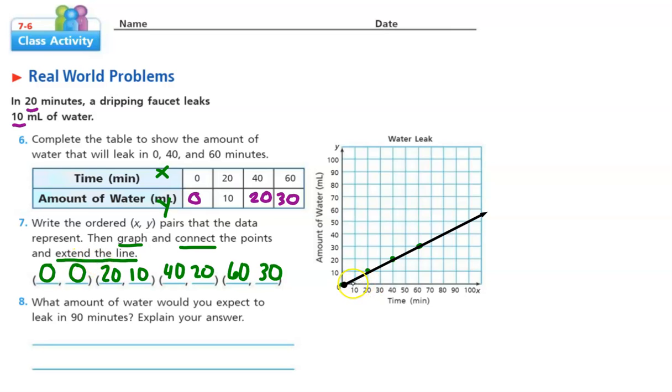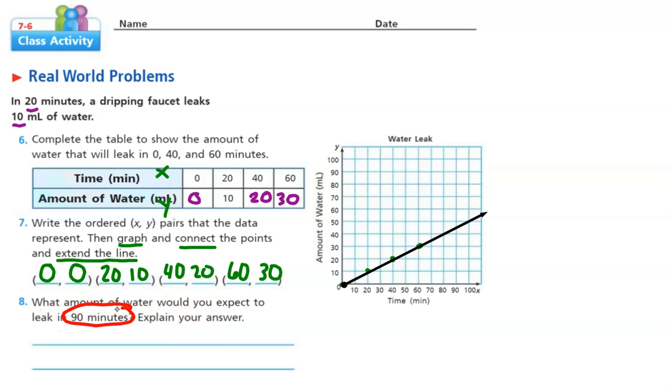So I graphed 0, 0, 20, 10, 40, 20, 60, 30. Then I connected those 3, or I guess 4, but then I also extended the line. That just means keep going further, right? So then it says, what amount of water would you expect to leak in 90 minutes?